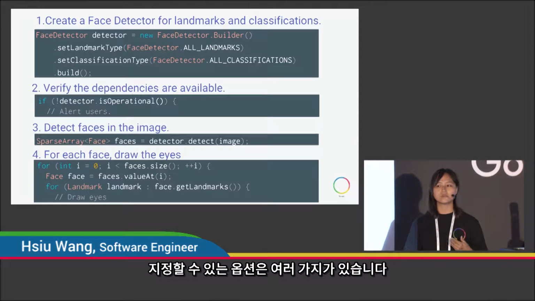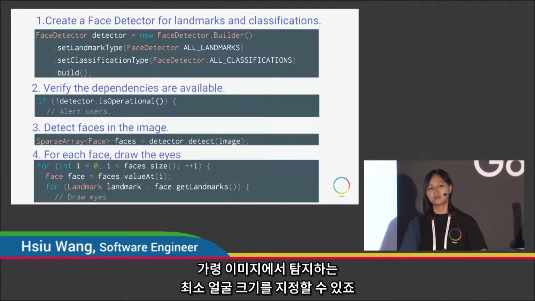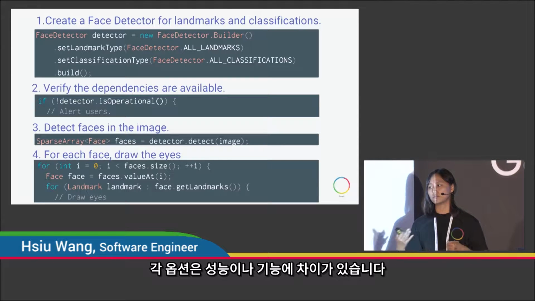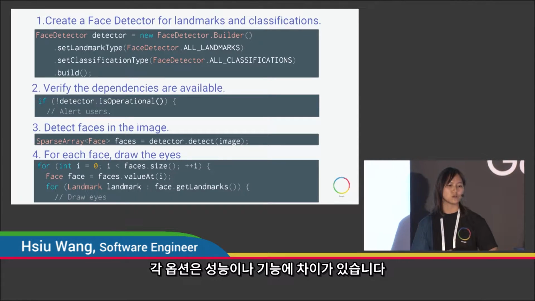There are multiple different options you can specify, such as a minimal face feature, like how small a face you want to detect in your image. And different options have different trade-offs between performance, features, and speed.